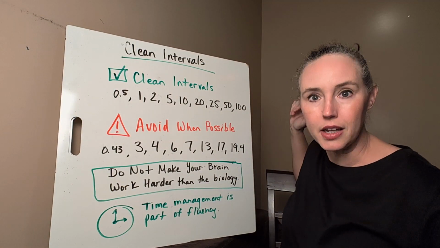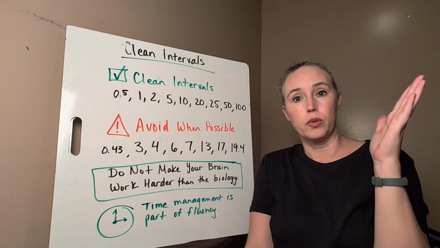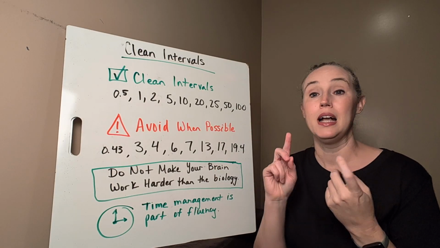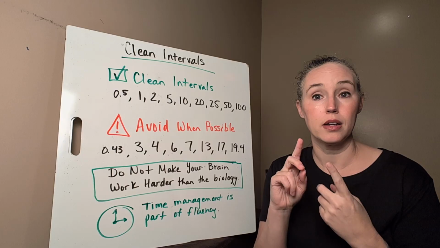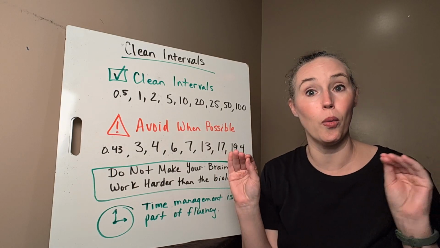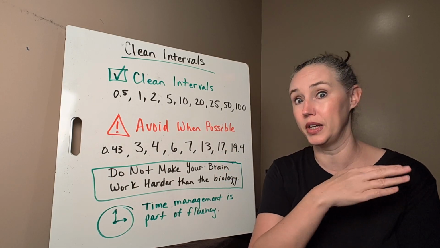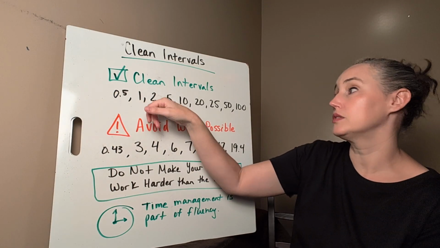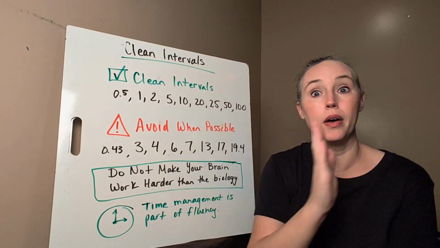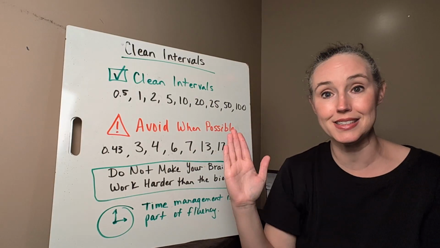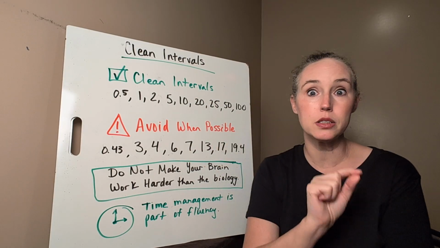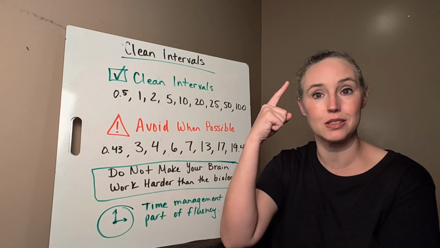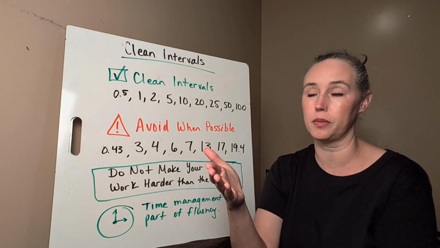Now, clean intervals, right? Remember, intervals is what we count by. A clean interval is going to be something that is quick and totally not difficult math to do in your head that you're going to have to think about hardly at all. So things that have 1, 2, 5, and 0 on them, those are the quickest and easiest. Even if it's decimals, 0.1, 0.2, 0.5. Those are quickest and easiest for our brain to do and not mess up.